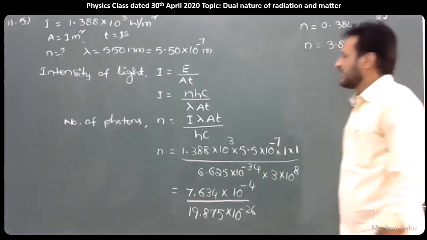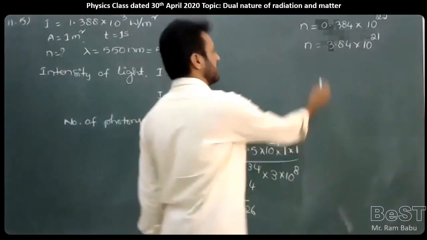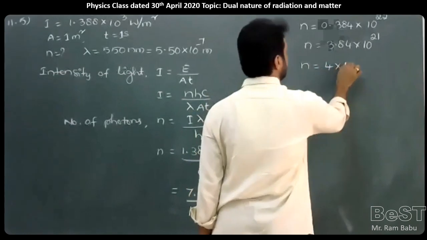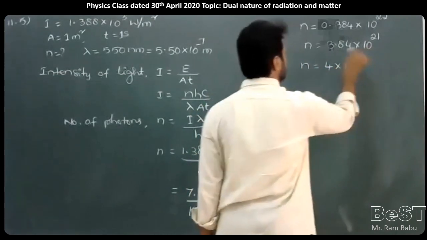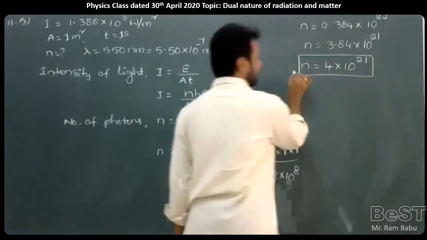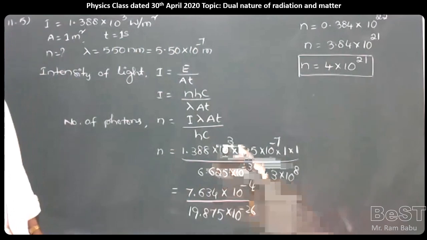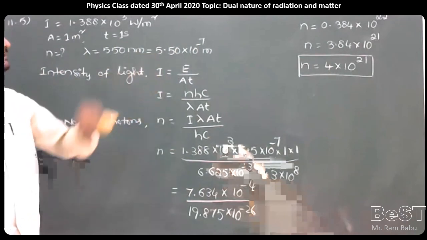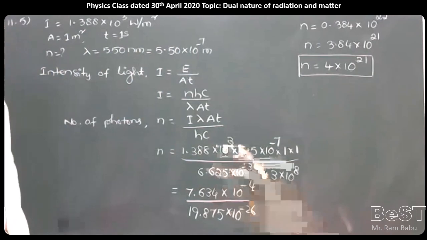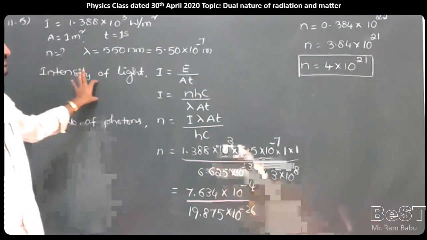So roughly we can round off to 4. N is approximately 4 into 10 to the power of 21 photons emitted per second per unit area. Number of photons emitted per second per unit area is equal to 4 into 10 power 21. So it is also an important 5 marks problem for PUC level.